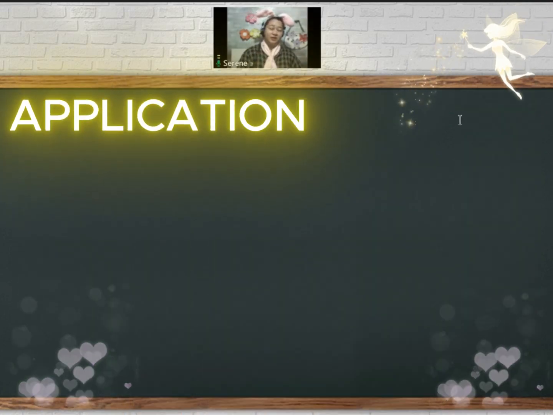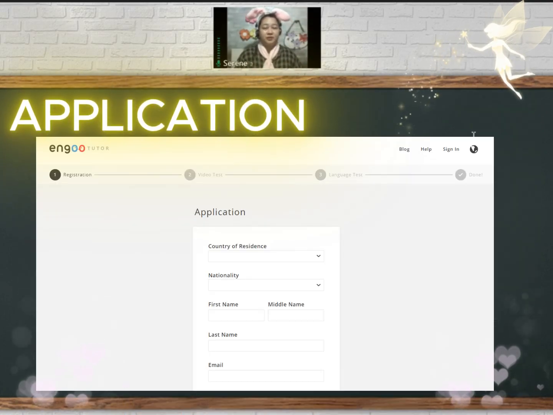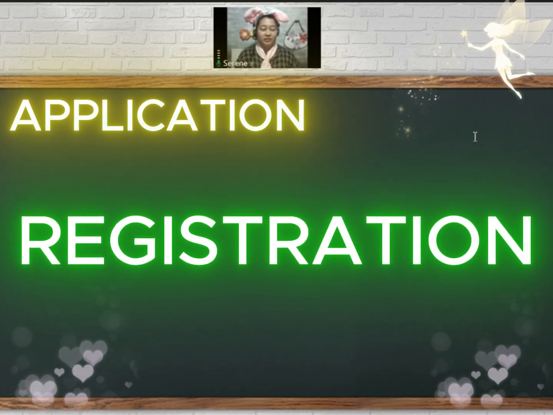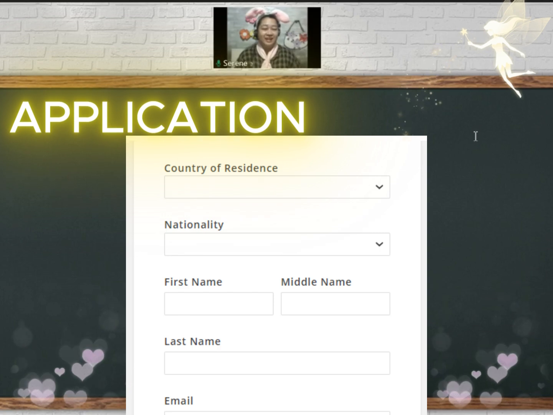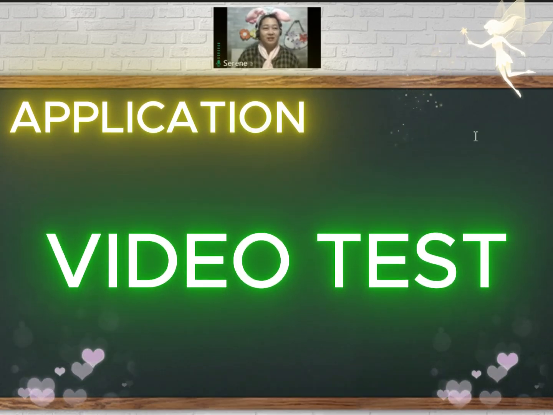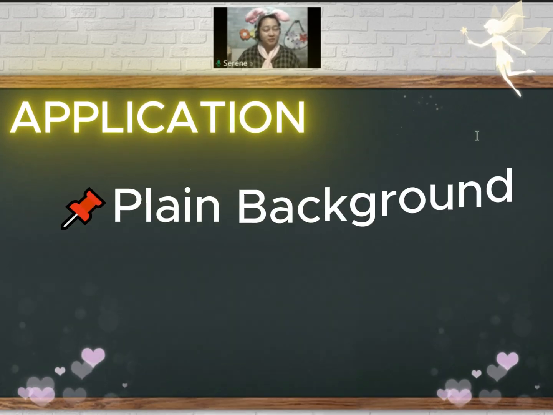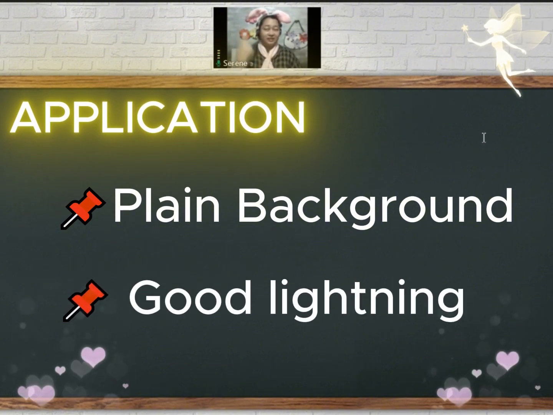So for the application process, the first part is the registration. You are going to fill out the registration form and submit it. After that, the video test. For the video test, they are going to check your background. So make sure you have a plain background and good lighting as well.